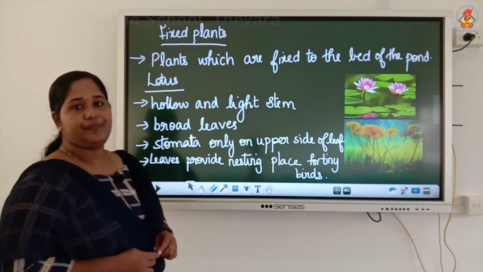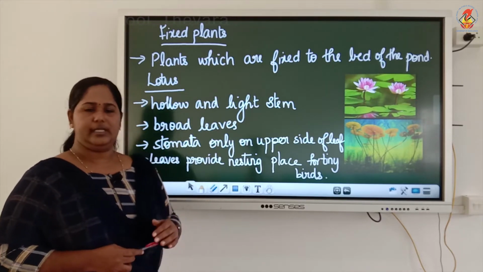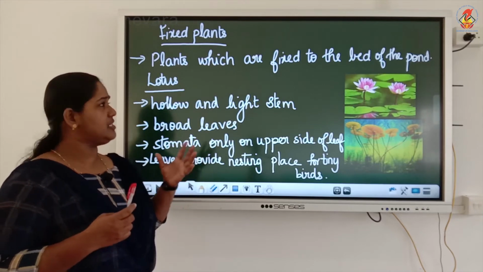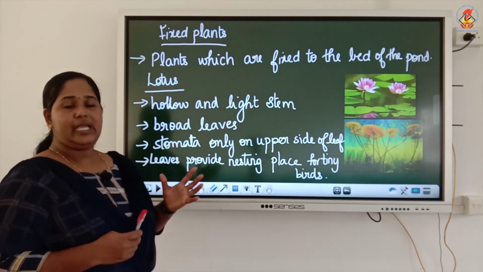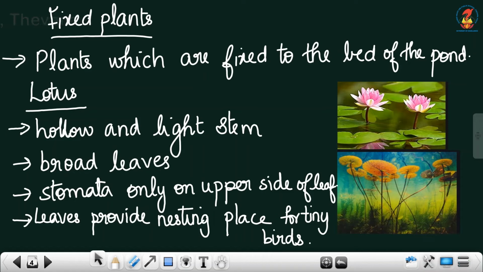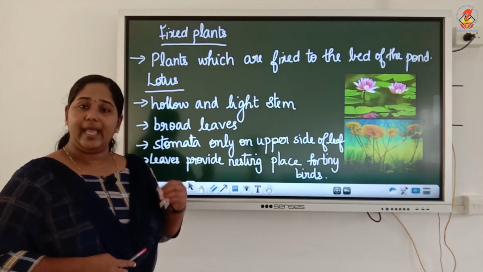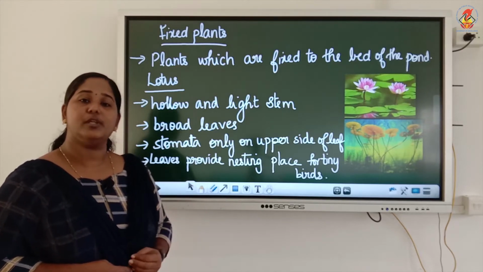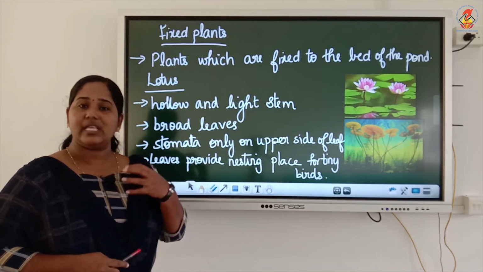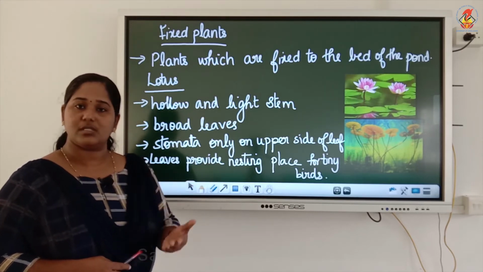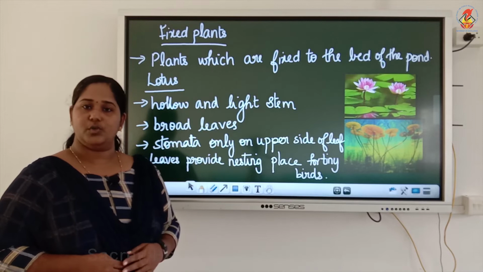This plant, lotus or water lily, whatever it is, even if it is a fixed plant, it has stomata only on the upper side of the leaf. You have learned about stomata. What is a stomata? Stomata are tiny pores present on the underside of a leaf, and they help in the exchange of gases during photosynthesis. That means it takes in carbon dioxide and gives out oxygen during the process of photosynthesis.